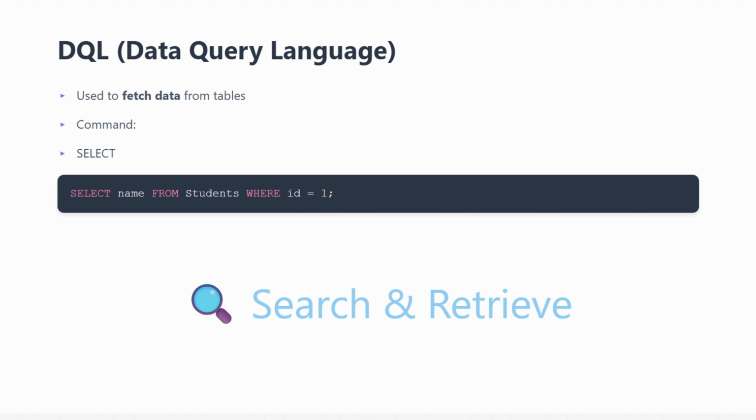The next one is DQL, which means data query language. And this one is super important because it's how we fetch data from the database. The main command is select. So DQL is like asking questions. You query the database and get exactly the information you need. Okay, you will search and retrieve.